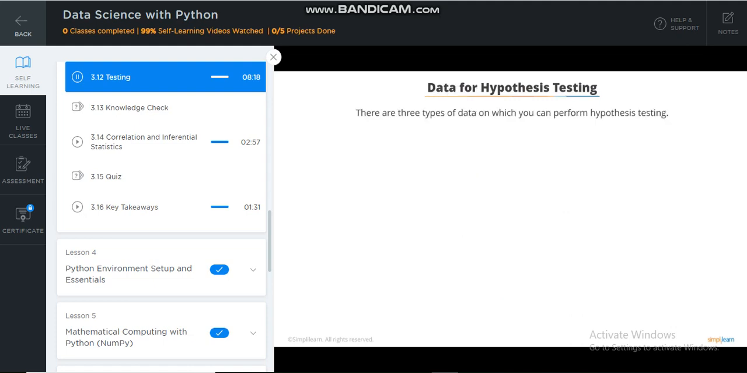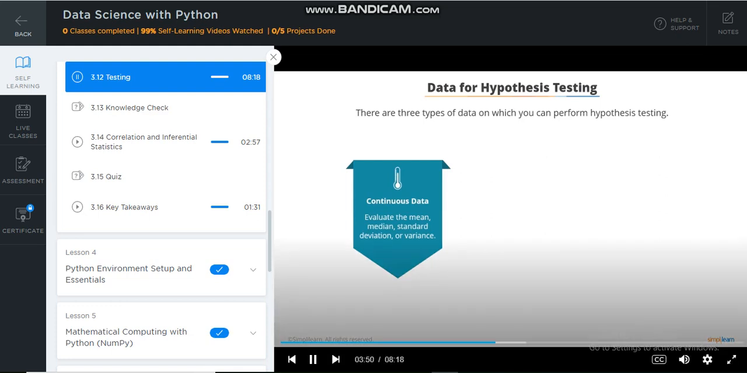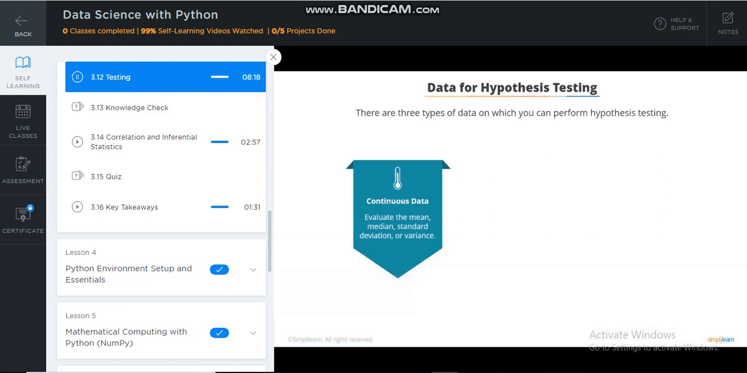There are three types of data on which you can perform hypothesis testing. Continuous data: evaluate the mean, median, standard deviation, or variance. If you take the same example to test the efficacy of medicine, take the temperature of every person in the sample after 3 hours of administering the medicine. This would be referred to as continuous data.